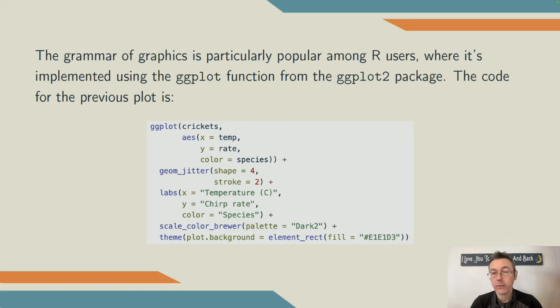The grammar of graphics is particularly popular among R users because of that ggplot2 package and its workhorse ggplot function. I'm not going to talk about the code used to make that plot on the last slide really at all, except to point out that the very first thing that's specified after the name of the data set is the variables and where they are being positioned. So that's the aes parenthesis x equals temp, y equals rate, color equals species. So there you can see the variables being used and the dimensions used to represent them.